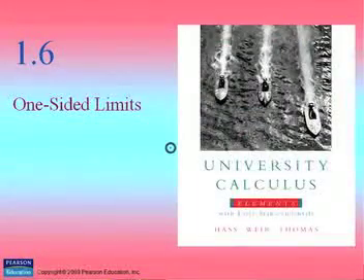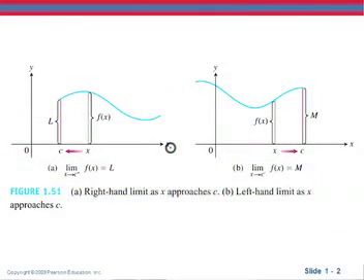In this recording, we want to look at one-sided limits. One-sided limits are limits as x approaches a number from the right or as x approaches a number from the left. Notice the notation in figure 1.51a. We have the limit as x approaches c, and we have a plus that is a superscript. That means the limit as x approaches c from the right, or from the positive direction.